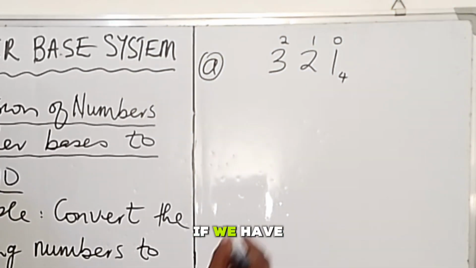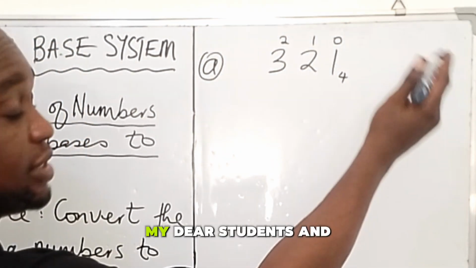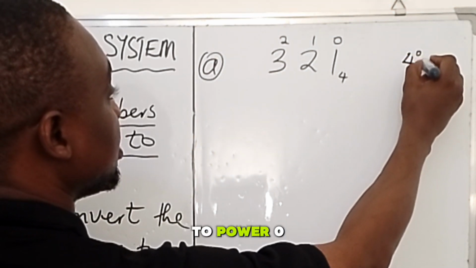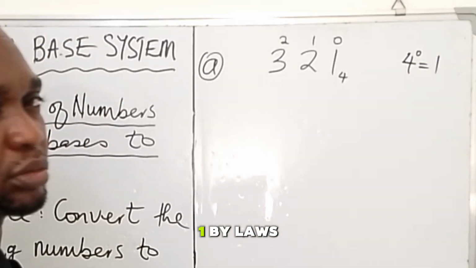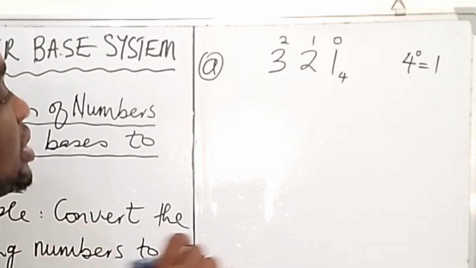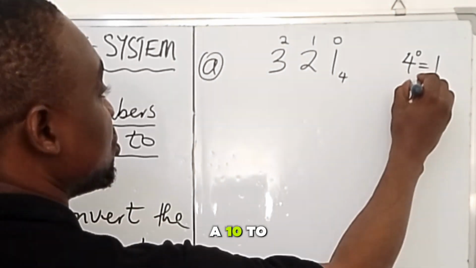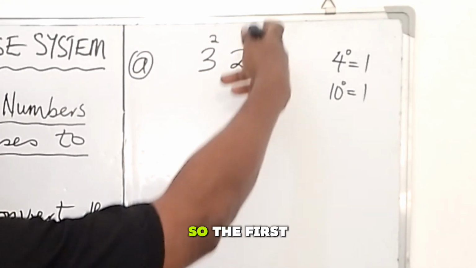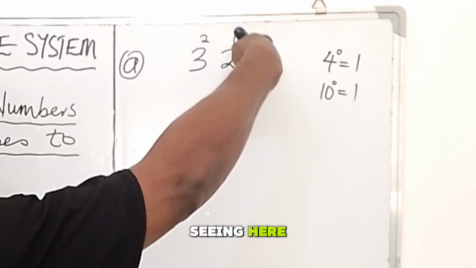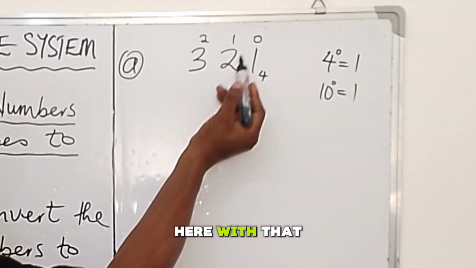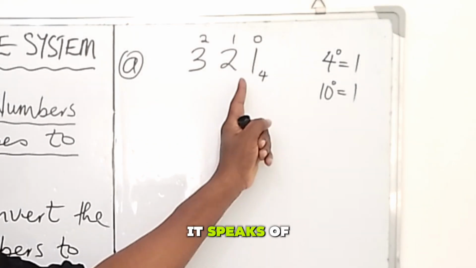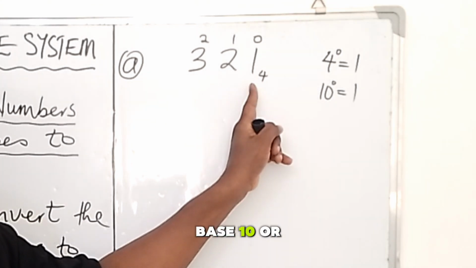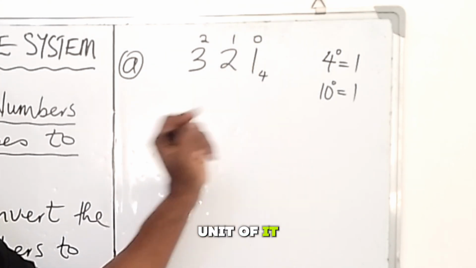For instance, this is a rough here now, my dear students and viewers, if I have a 4 to power 0, that is a 1 by laws of indices. If I have a 10 to power 0, that is a 1. Any number to power 0 is a 1. So the first digit you are seeing here with that 0 on top speaks of a unit of that particular base. Whether it is base 10 or base 4, this is the unit of it.